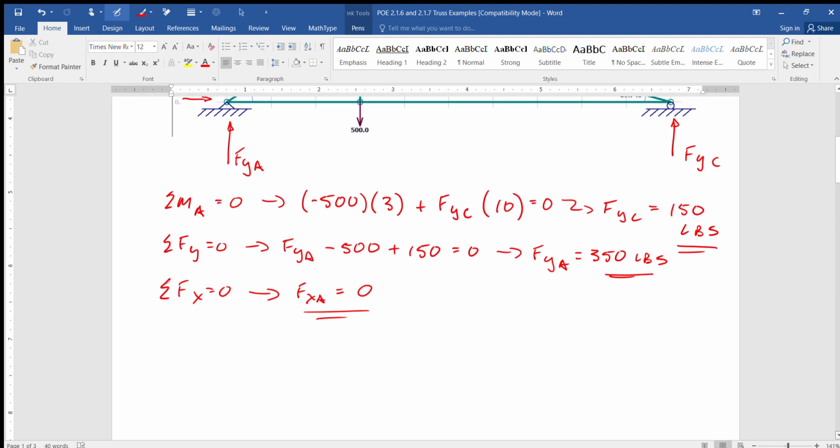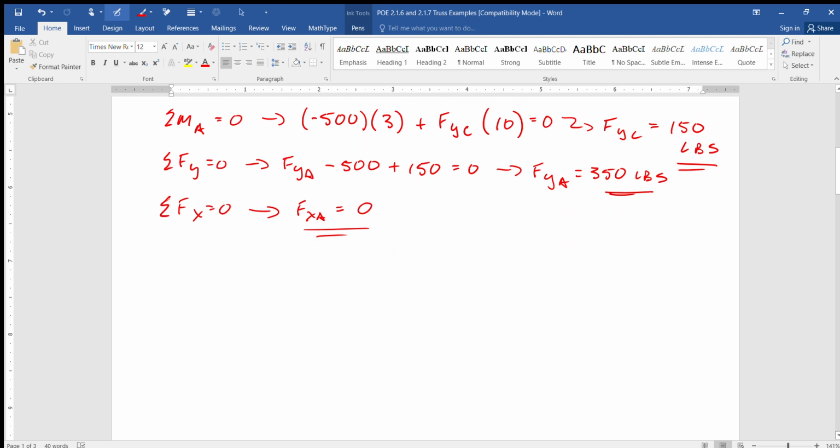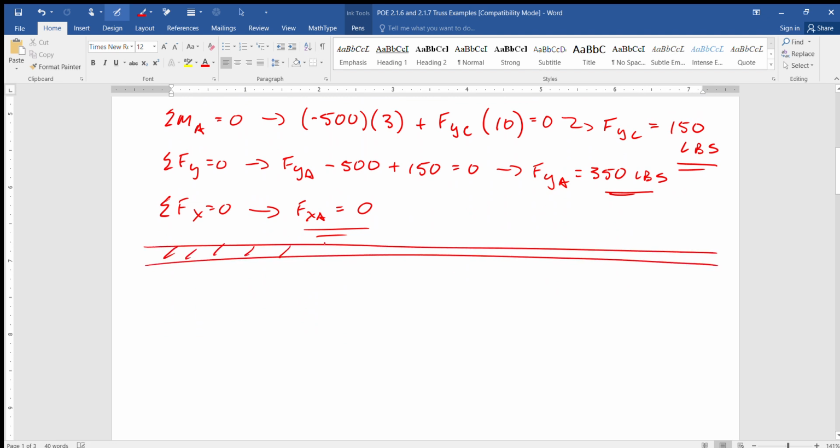Now we look at the individual joints. We've done the whole situation, and now we look at point A. We always draw the forces away, and this is joint A, beam AB. We know that it has a vertical force of 350 and a horizontal force of 0. And there's also going to be a force in AD.